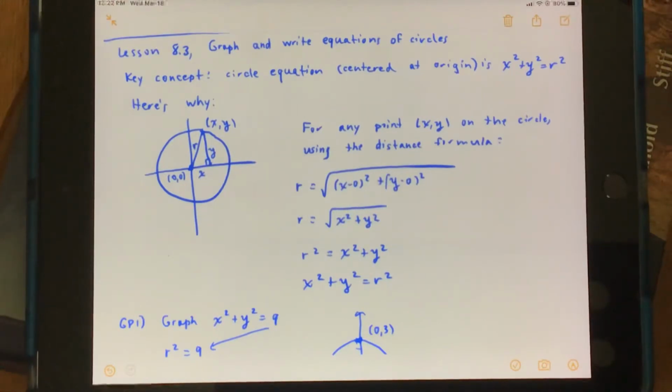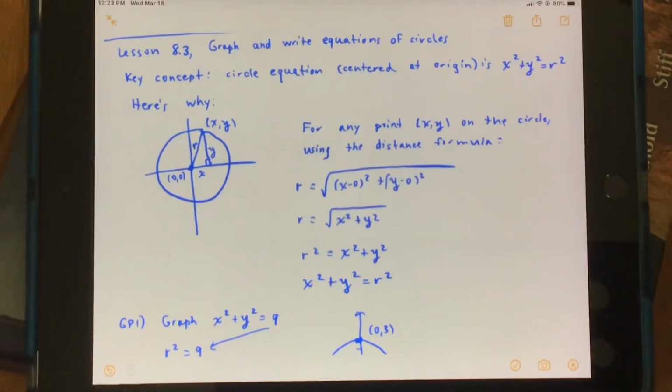So we're going to start with our key concept. Here is the equation for a circle that is centered at the origin. We are going to center all of our circles at the origin because, oh, it's so convenient to do so. So any circle that is centered at the origin will take the form x squared plus y squared equals r squared, where r is the radius of the circle. And we're going to see why that is the case.